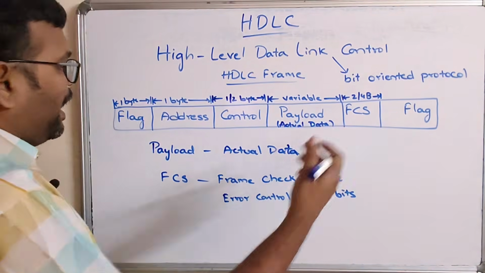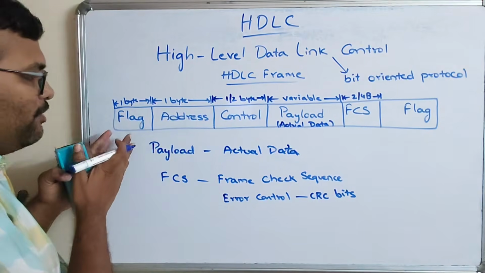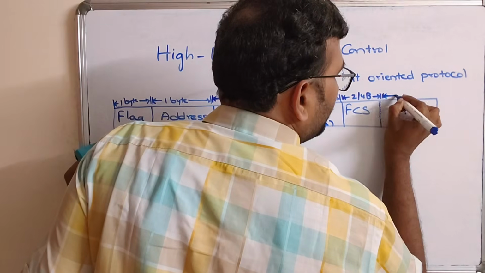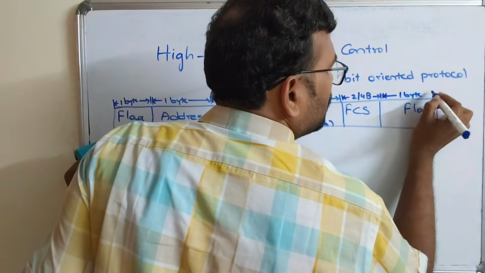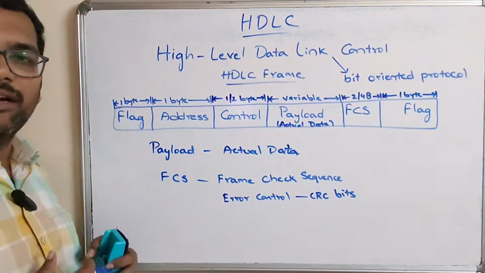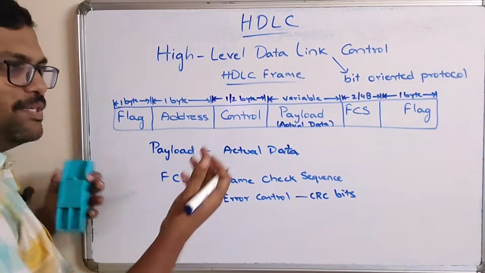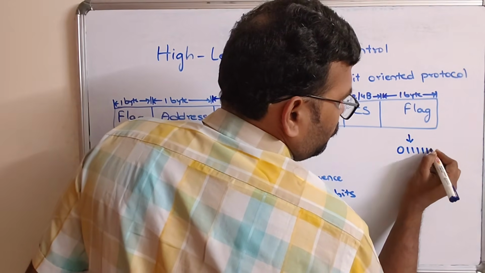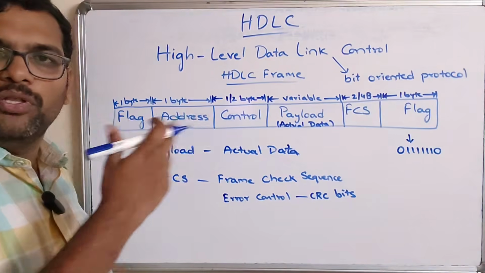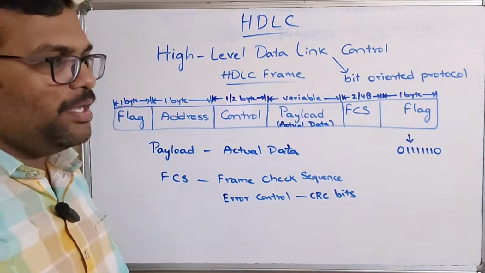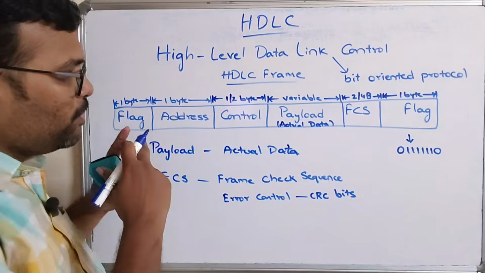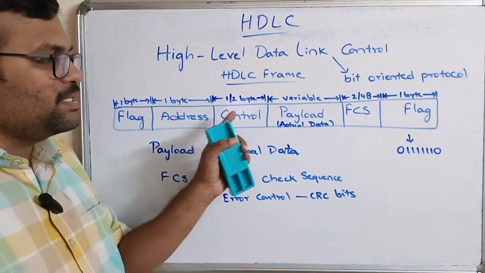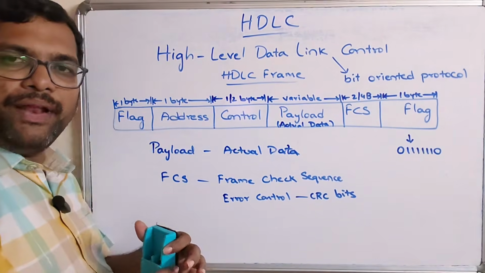And the flag, as usual, whatever flag we included in the beginning, the same flag will be included in the end in order to recognize the starting and ending of the frame. It is a fixed value. The flag will be 0 followed by 6 ones and followed by 0. In both cases, the starting and ending, it will be appended. So hope you understood the complete structure of the frame: flag, address, control, payload, FCS and a flag.